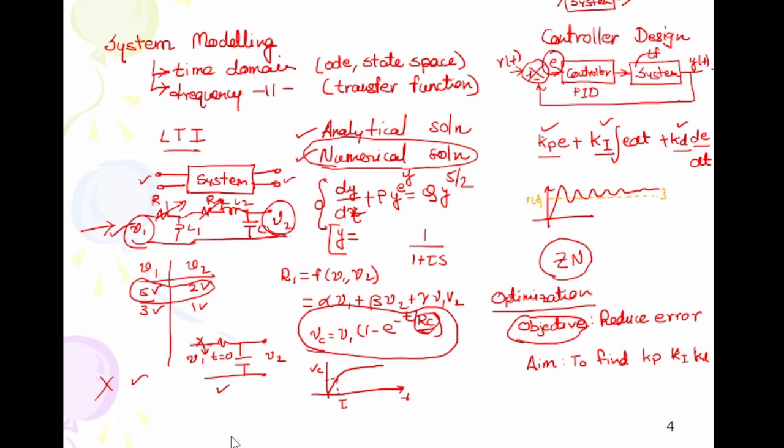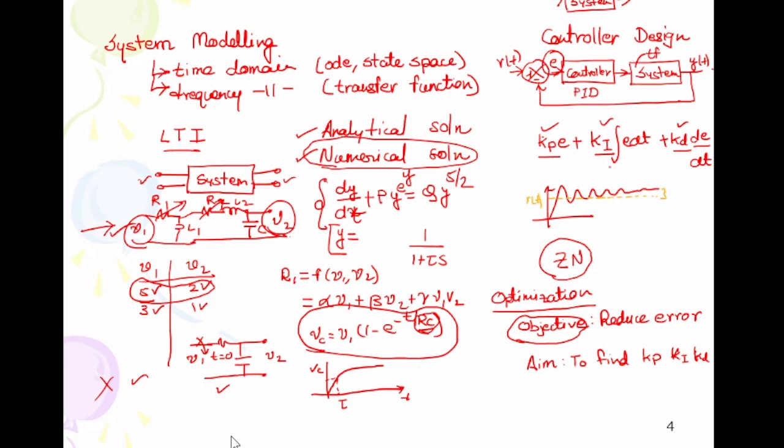What is that error? That error would be the difference between the experimental output and the simulated output with some random values. Now that particular combination of the parameters which provides me an output which is equal to the experimental output, that is the best value of the passive elements. So here also we are reducing error.